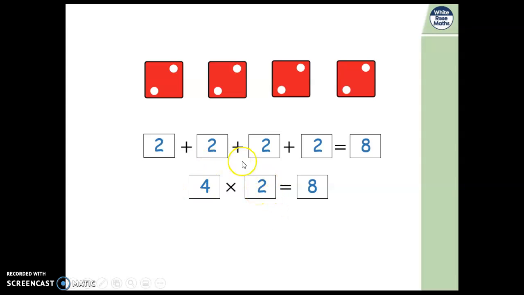Basically, all we have to do is swap these two numbers, and it will give us the same answer. So 4 groups of 2 can also be 2 groups of 4.